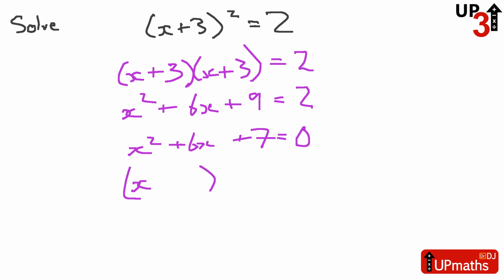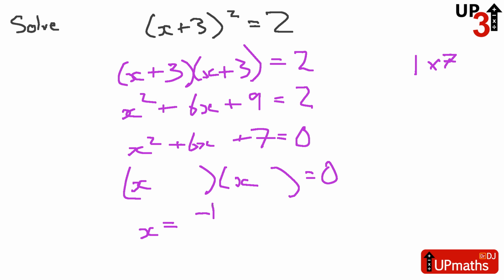X equals 0. That could be. This is interesting. How would I make 7? Well, it's a prime number, so it's going to have to be 1 times 7. And that doesn't make 6, does it? So let's try the formula.